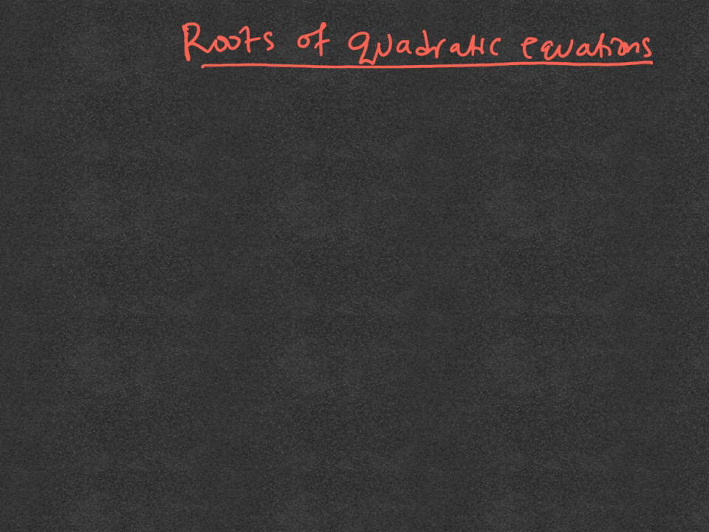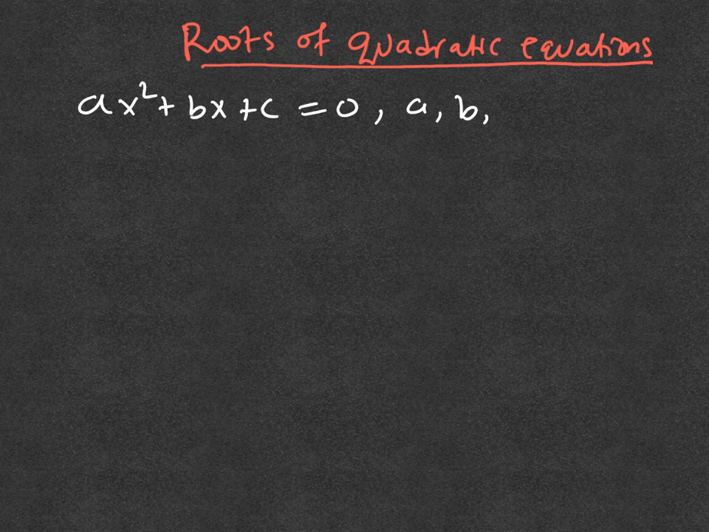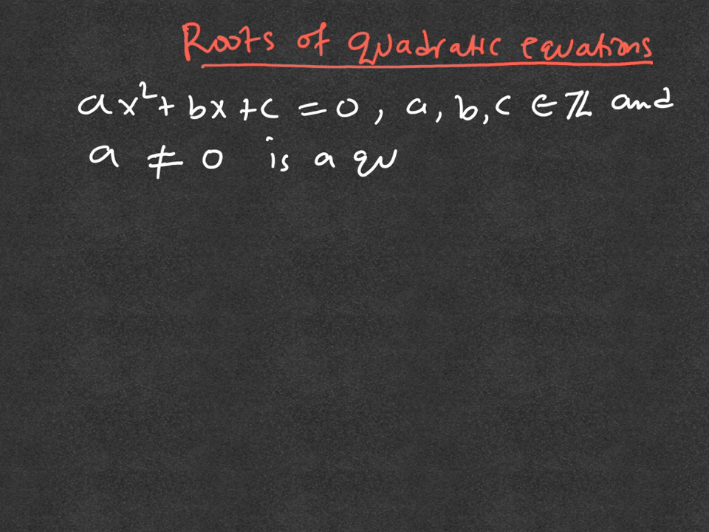Good day, everyone. Last time we introduced quadratic equations and we said the emphasis was basically on the roots of quadratic equations. We said that an equation of the form ax squared plus bx plus c equals 0, where a, b, and c are integers and a is not equal to 0, is a quadratic equation.